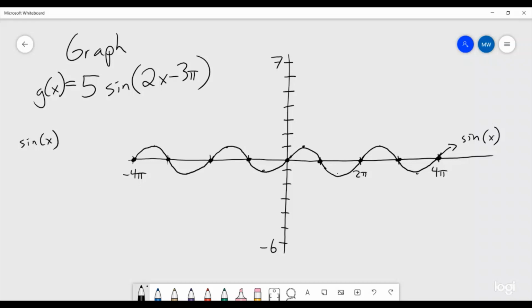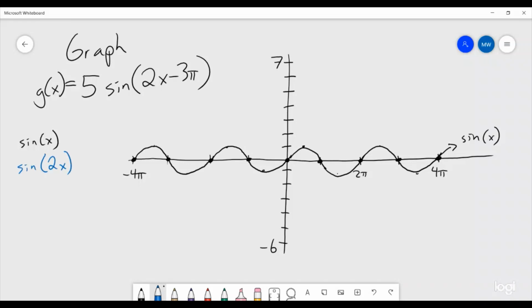Now, what's the next thing that we would need to do? Remember, we have to follow the order of operations. So the next thing is anything that's inside parentheses. So it's sine of (2x − 3π). We first have to figure out, do we subtract the 3π or do we multiply the inside by 2 first? Multiplication comes before addition and subtraction. So we're going to look at the graph of 2x. So sine of 2x, that's our next thing.